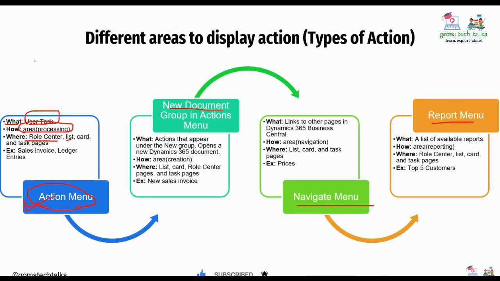So in that page, what are all the types of pages we have discussed? About 11 types of pages, I think. These menus cannot be displayed in all the pages, particularly the action menu. You can just go ahead with the role center list, card, and task pages. Usually we used to do that. An example like sales invoice, ledger entries, can be in the action menu.